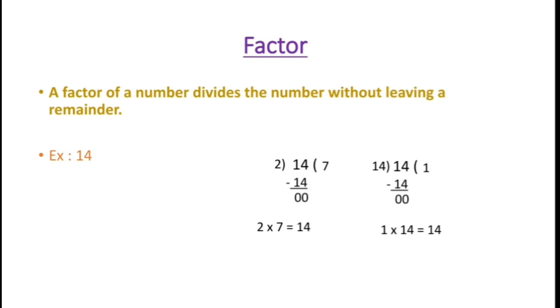Now 14 is completely divisible by 2, 7, 1, 14. So what are the factors of 14? Factors of 14 are 1, 2, 7, 14. When we divide it, the remainder should be 0. Then only it is called factors. If we get the remainder as any other number, then it is not the factor. Now let us find the factors of 24.